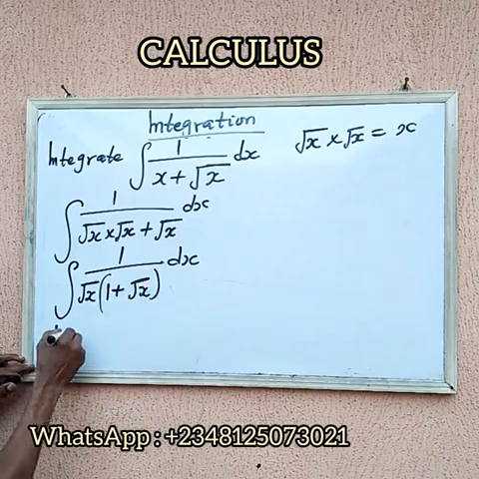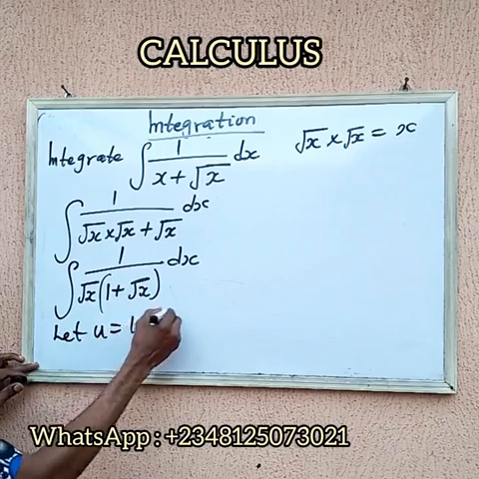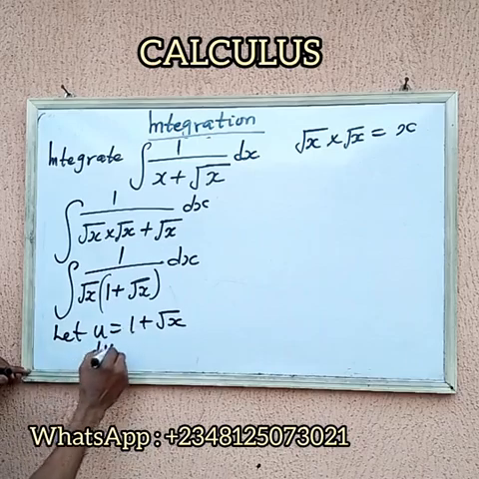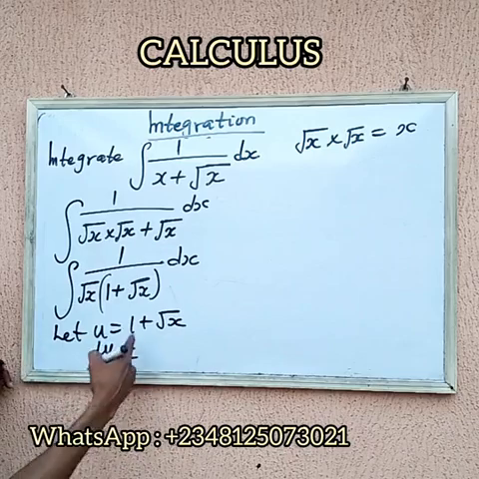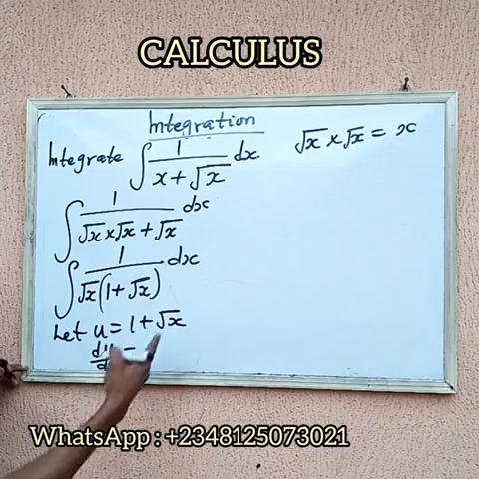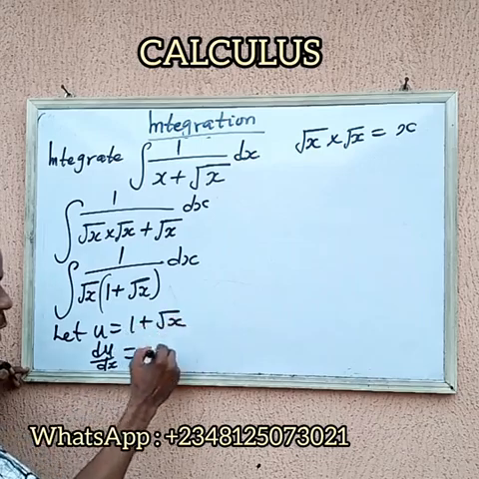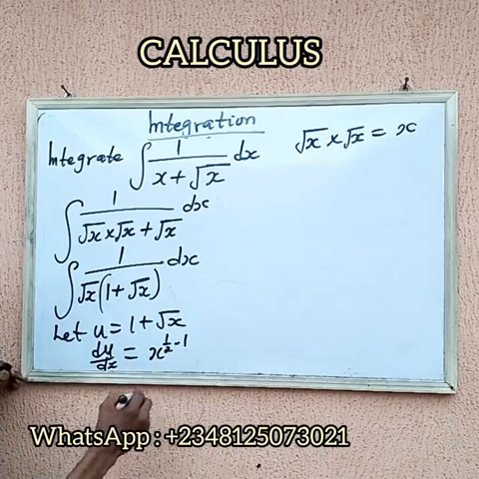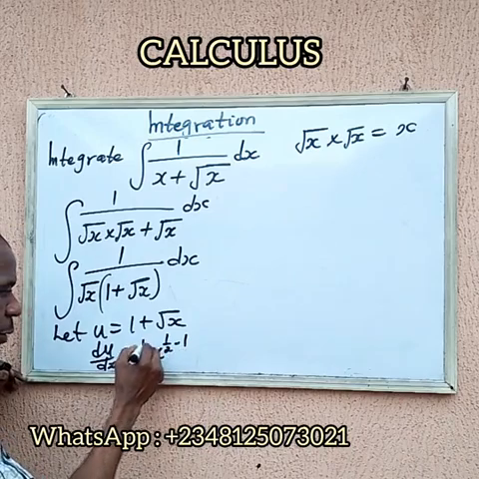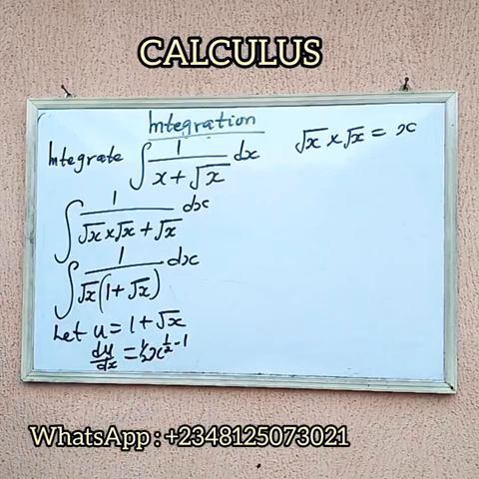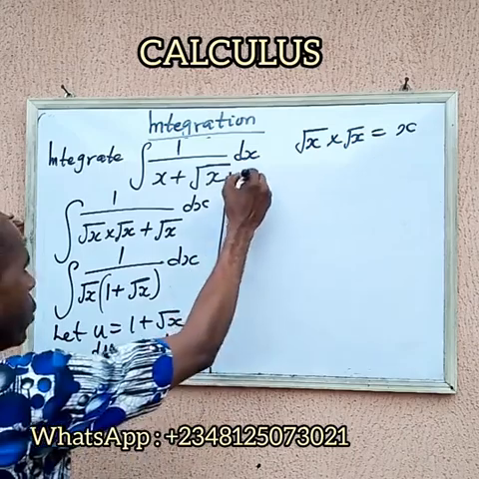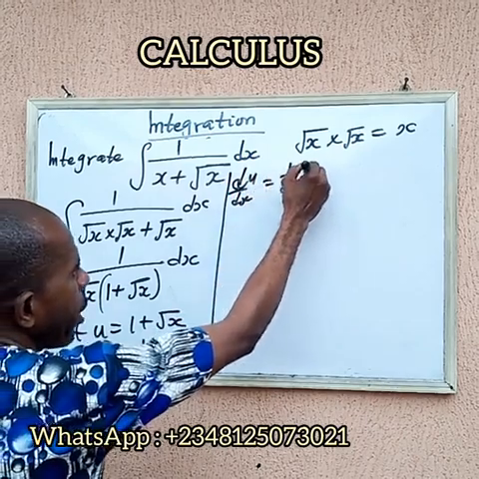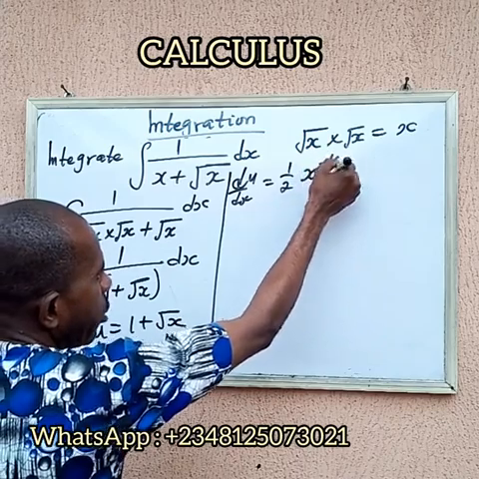We can say let u equal to 1 plus root x. So that when we differentiate with respect to x, du/dx equals, if we differentiate this one it is 0. Now let us differentiate here. This one is x raised to power half, minus 1, right? Then multiplying by that half. Which now gives us du/dx equal to 1 over 2, then we have x raised to power negative 1 over 2.